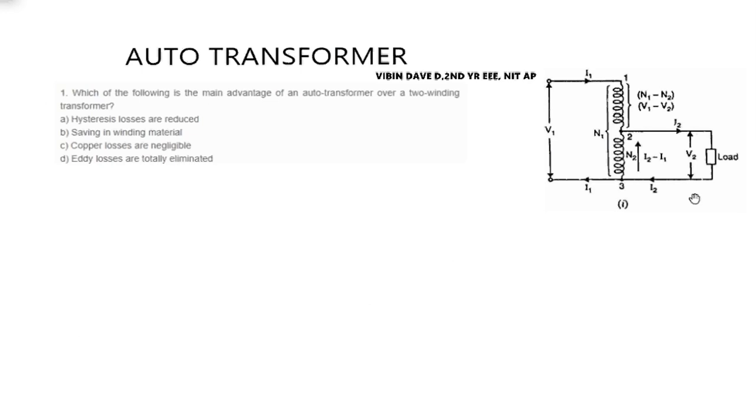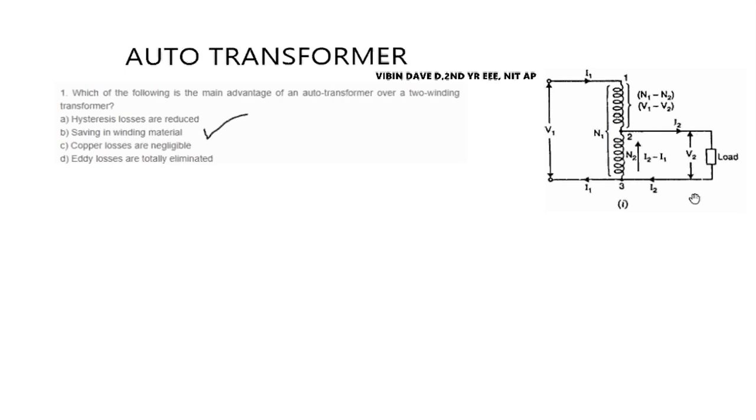Okay guys, we have seen different numericals and some concepts of autotransformer. So we are moving to the last session. We'll be discussing some MCQs now. Which of the following is the main advantage of an autotransformer over a two winding transformer? Hysteresis losses are reduced, saving in winding material, copper losses are negligible, eddy losses are totally eliminated. After reading this question, you don't need to worry about anything. We have derived many equations to find out how much copper is saved in an autotransformer, and we have listed the saving of copper as a main advantage. So there is no doubt. The answer will be B.